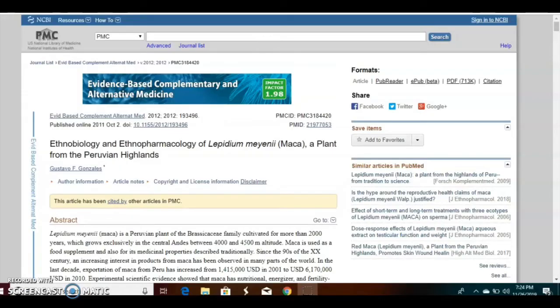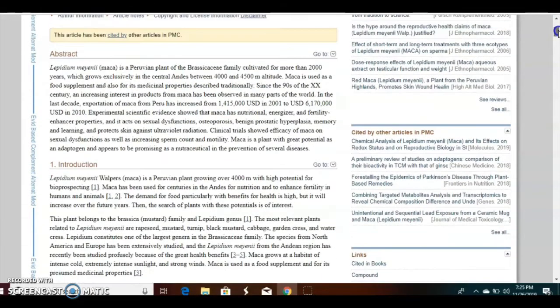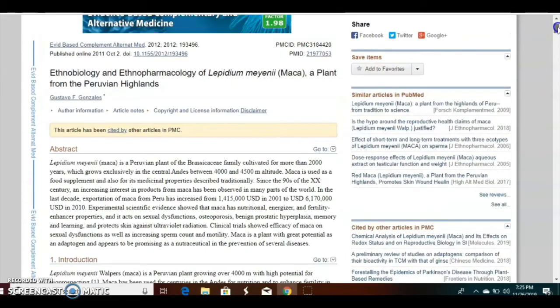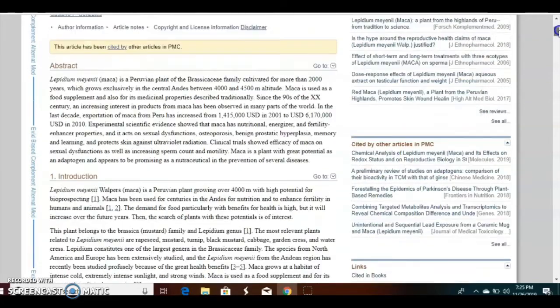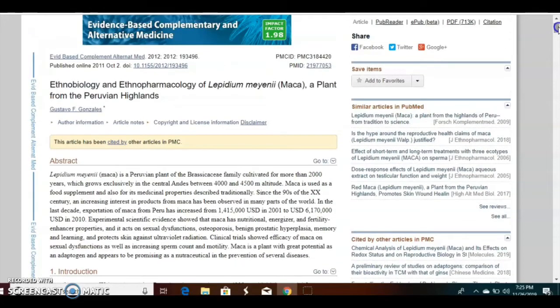One of the other ingredients in this herbal hot chocolate is a herb called maca. I just want to talk a little bit about maca because it's a superfood, and it's something you really want to think about taking every day. It's good for so many different things. This article is called Ethnobiology and Ethnopharmacology of Maca, a plant from the Peruvian highlands. I'm just going to read a little bit about it.